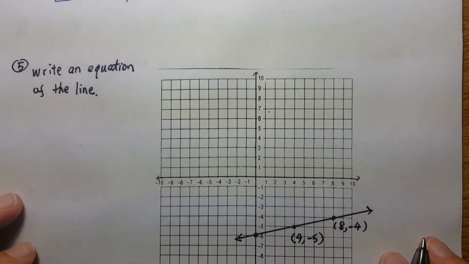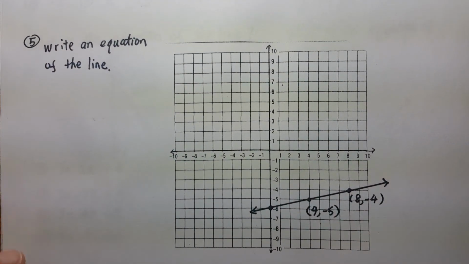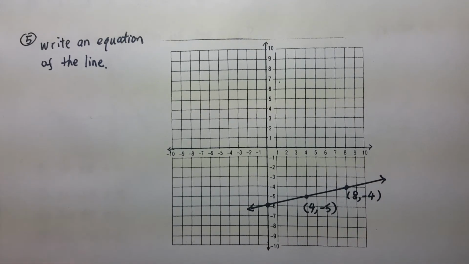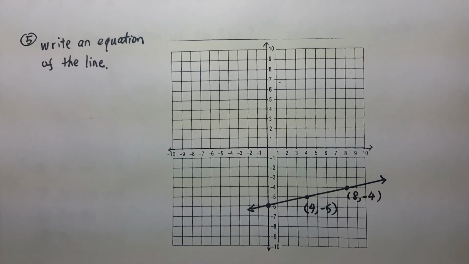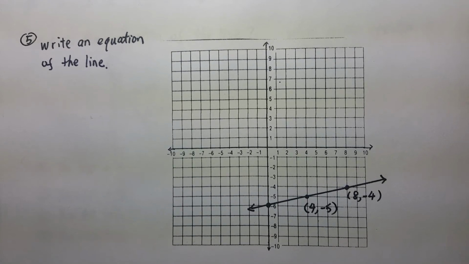Now for number 5, I am going to ask you to find the equation of the line by yourself. After 1 minute, I will go over the question with you. So you have to find the y-intercept and the slope. The y-intercept is where the line crosses the y-axis, and you have to find out what number it crosses the y-axis. And for the slope, you have to use the slope formula that you learned before.